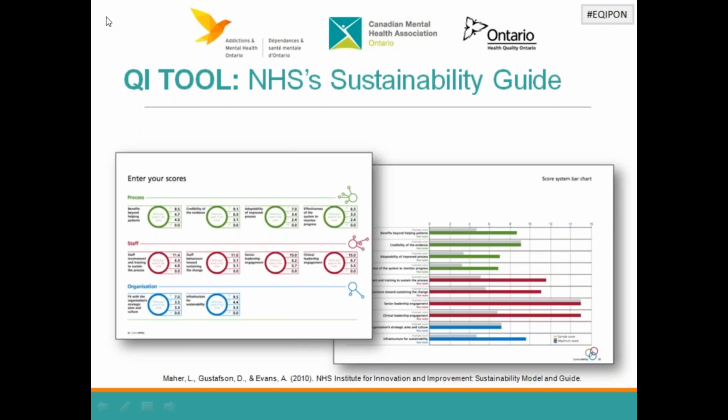So this is what the tool looks like. And you can see there's the 3 different areas. So the process is in green, the staff is in a fuchsia, and the organization is in a teal blue or perhaps a turquoise. It doesn't come up quite so nicely on the one that we do, but this is really pretty. So assume that this is how it's going to look.